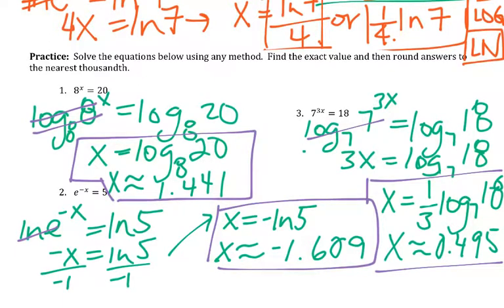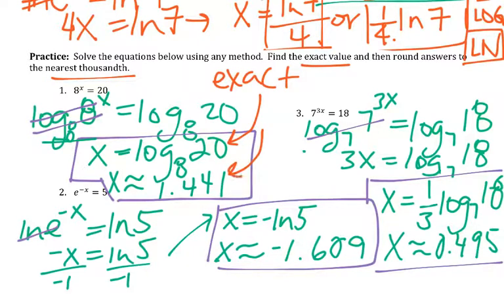On number 1, we take log base 8 of both sides. Log base 8 of 8 cancels, leaving you only with x. And then on the right-hand side, you have log base 8 of 20. So we would say that this is the exact answer, because the instructions ask us to find both the exact value and then an answer rounded to the nearest thousandth. So that's 3 decimal places. So this is the approximate answer, rounded to 3 decimals.